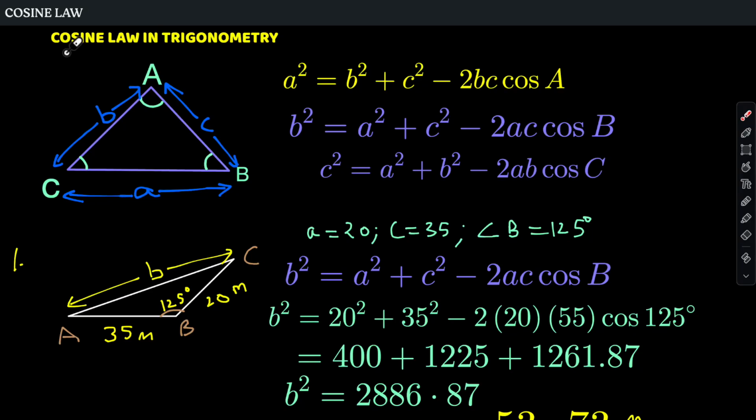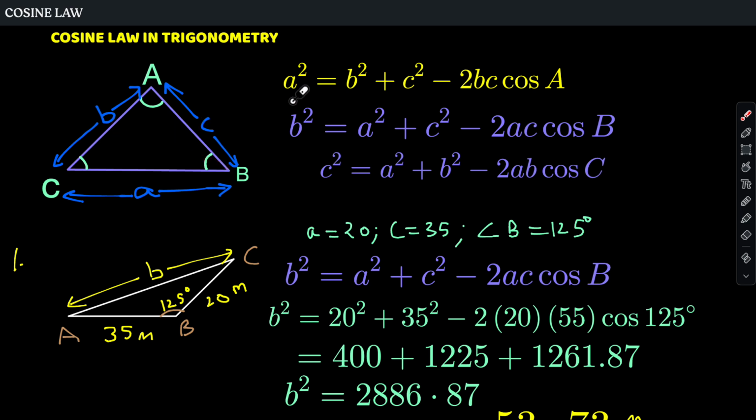Welcome to a new lecture, and today we are going to study the cosine law in trigonometry. Consider triangle ABC with angle A, angle B and angle C. Opposite to angle A we have side a, opposite to angle C we have side c, and opposite to angle B we have side b.